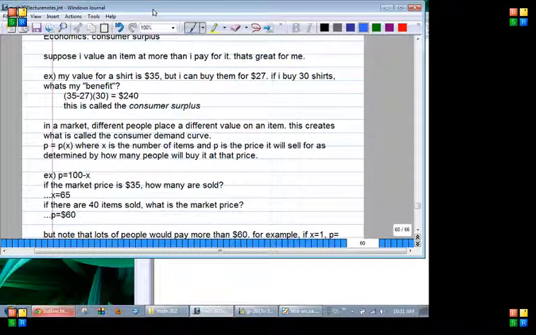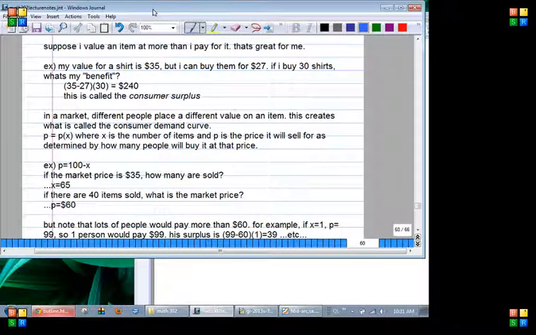Note that lots more people would pay more than $60 for the item. So for example, if one item is sold, then the price is $99. That means there's one person out there in the market who would actually pay $99. So what's that person's surplus? At $60, that person's surplus is $39. And then you can think about what if the price was 95 or 90, and so on. You could figure out the surplus of all these things.